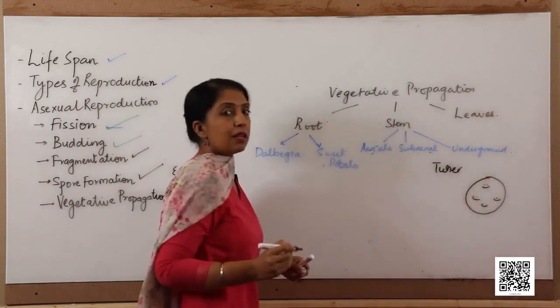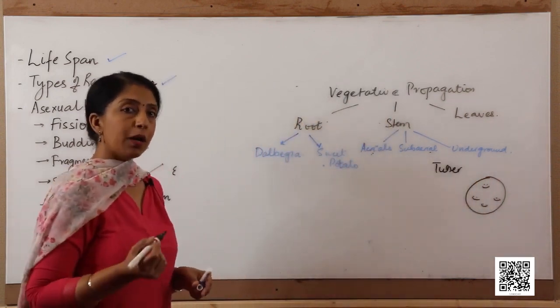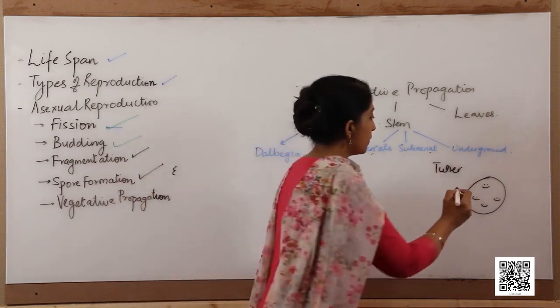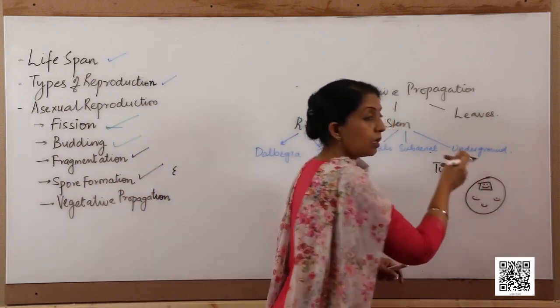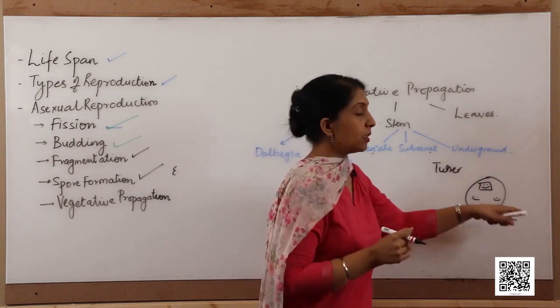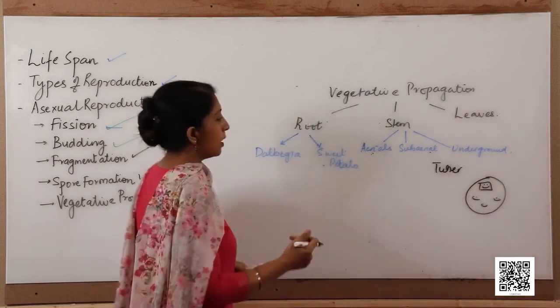Each node has the ability to give rise to a new plant. So if we cut a portion of this potato containing the node or the eye and we grow it in the soil, it can give rise to a new plant.